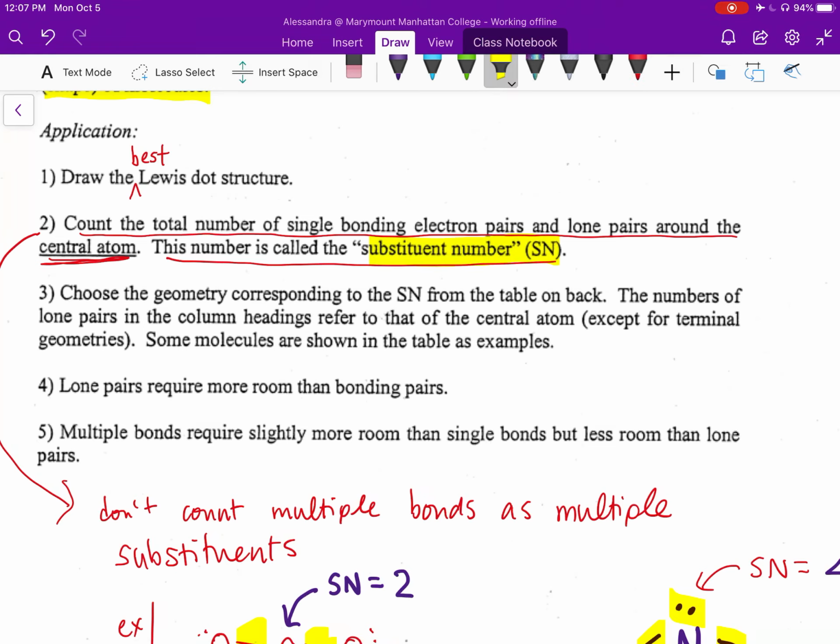Then once you have the substituent number, you choose the geometry corresponding to the substituent number from the table on the back of this handout. And that is what I will describe in the next lecture.